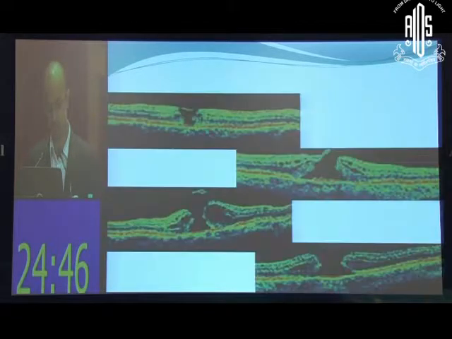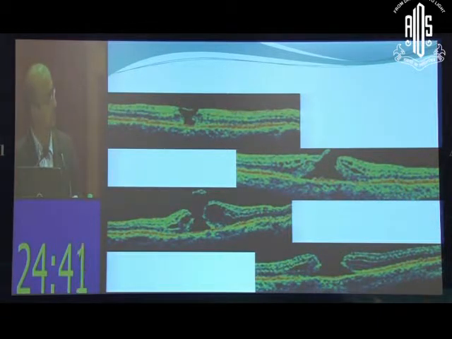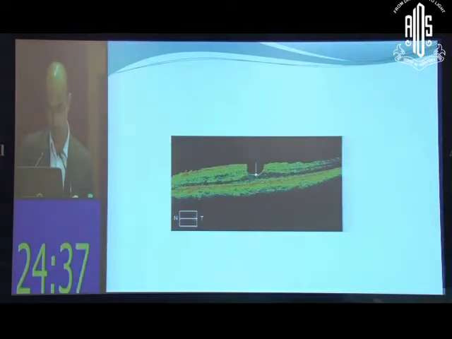These are different stages of macular hole: stage 1, stage 2, stage 3, and stage 4. And then this is a lamellar macular hole which doesn't go through right up to the layer of the retinal pigment epithelium.